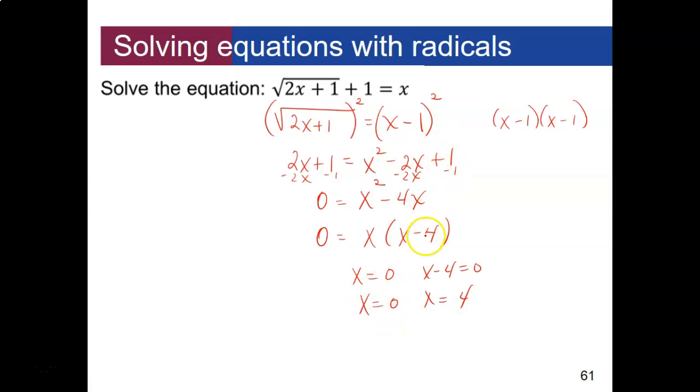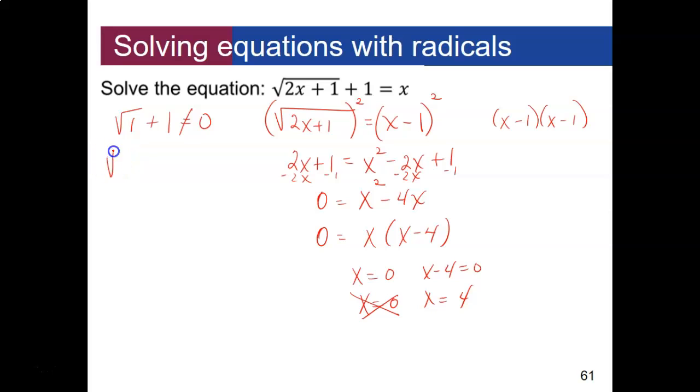All right, so on this one, if I actually go back and check these, then if I put 0 in up here, I'm going to have the square root of 0 plus 1, which is 1, plus 1, and that equals 0, and that's just by plugging 0 in for both of these x's. So that's not going to be true, so I need to throw that one out.